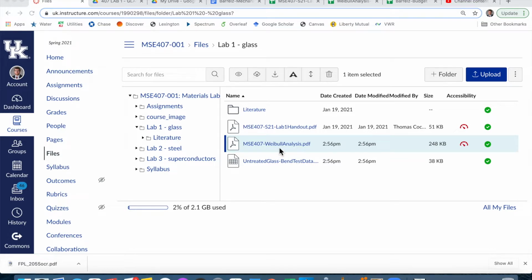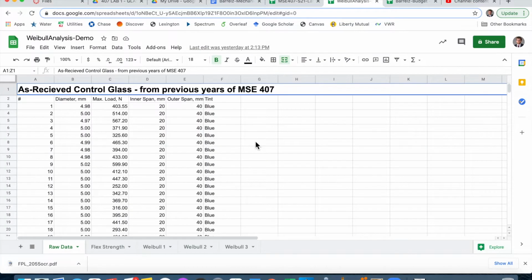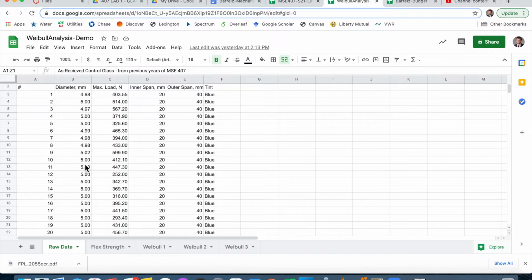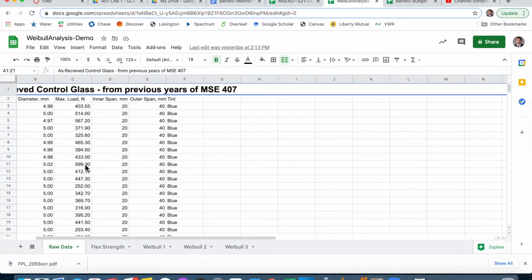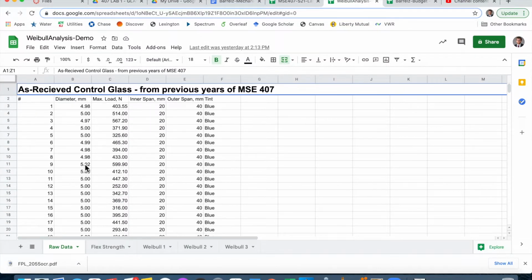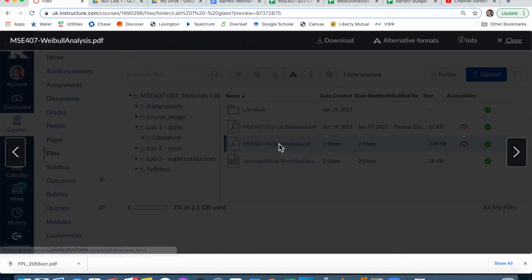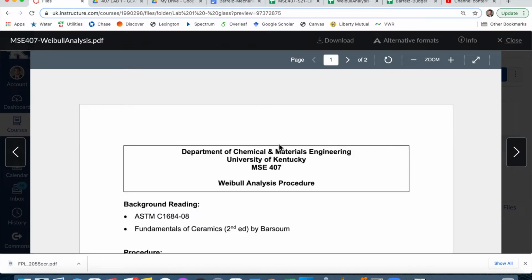And then I'll also be using a data set from previous semesters. There are actually 3 different data sets of the control glass as received from previous years, and I've compiled them into this spreadsheet here for you. So it's not one of the ones that you're using for this semester. Those are the 2 things that we're going to need for this lab, and let's walk through that Weibull analysis handout real quick.